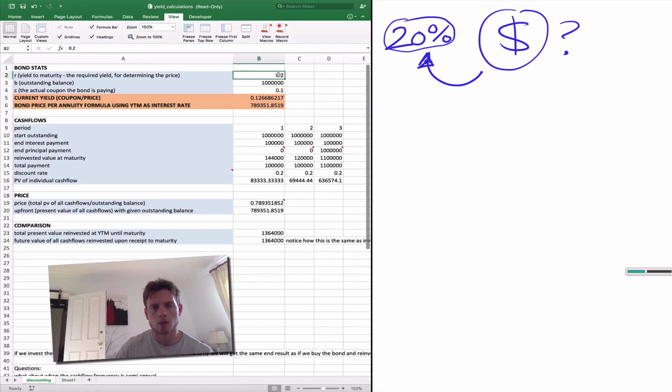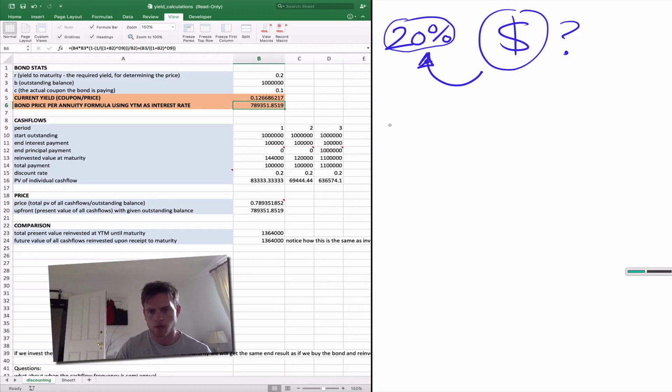So what has this done to the Excel spreadsheet? We've now entered 20% as the required yield. The outstanding balance is the same. The coupon is obviously the same. The coupon is fixed at the time that the bond is first issued. That will never change. The current yield, you can see, has actually gone up, and that's because the price of the bond has gone down. The price of this bond has gone down, and this is really important.